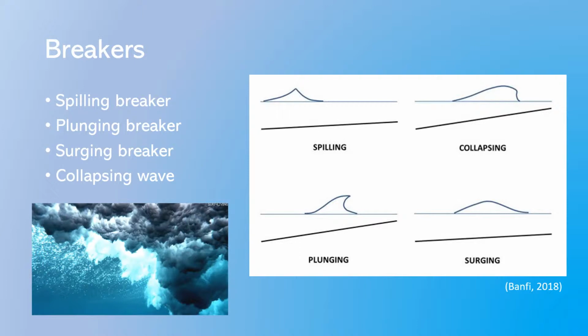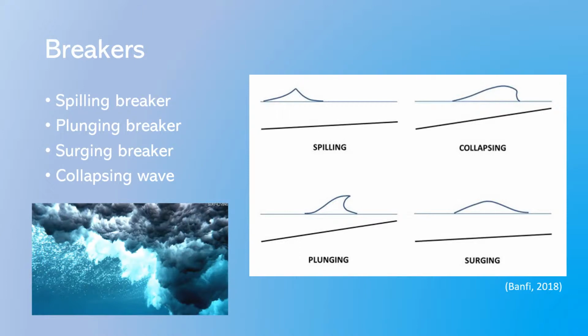Surging breakers occur on the steepest of gradient shores. They appear flat and low and surge up the beach, reflecting the majority of their energy back out to sea. Collapsing waves are a combination between plunging and surging breakers. However, the crest does not fully break, but still gets deeper, consequently creating foam.